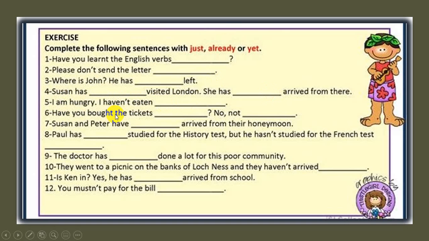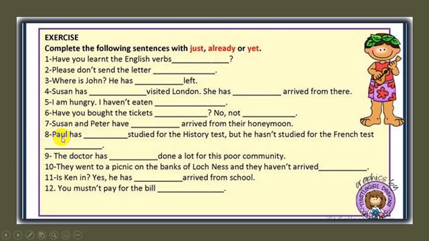Number 6. Have you bought the tickets? Space. No, not space. Very good. Excellent. Question, yet. Negative, yet. So, have you bought the tickets yet? No, not yet. Number 7. Susan and Peter have space arrived from their honeymoon. Just arrived. Susan and Peter have just arrived from their honeymoon.